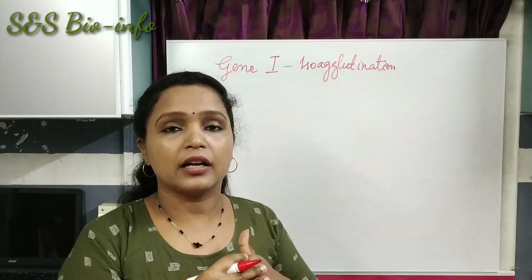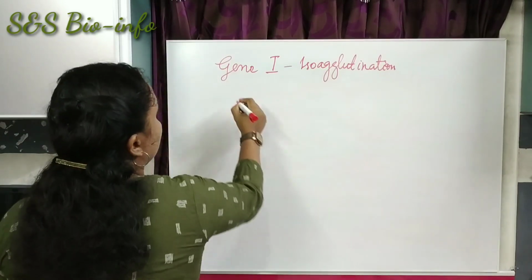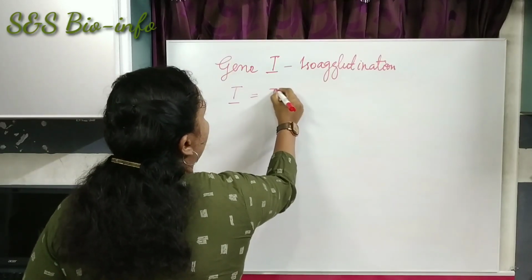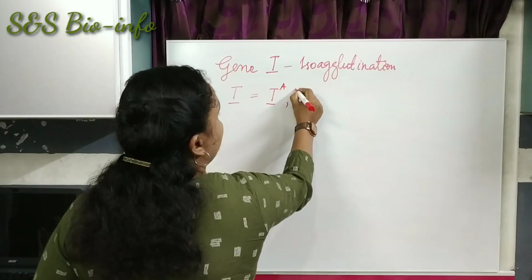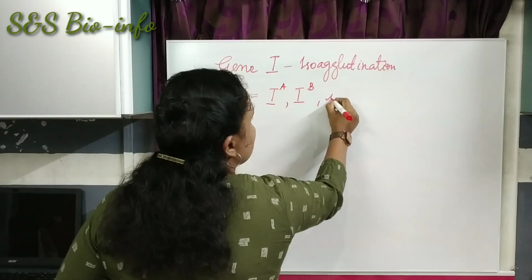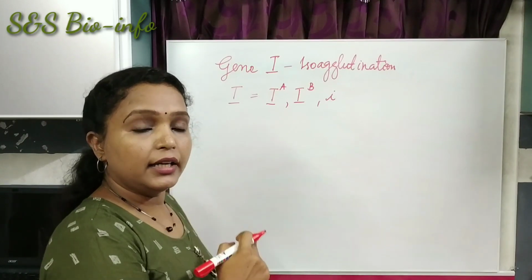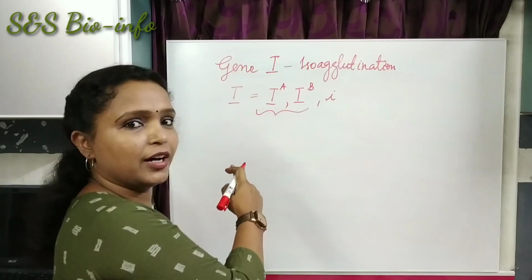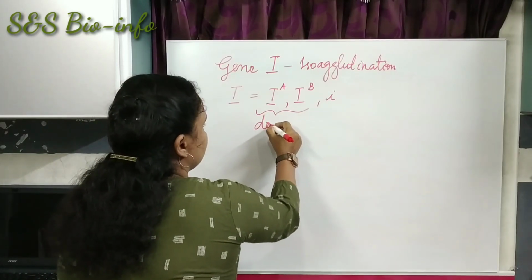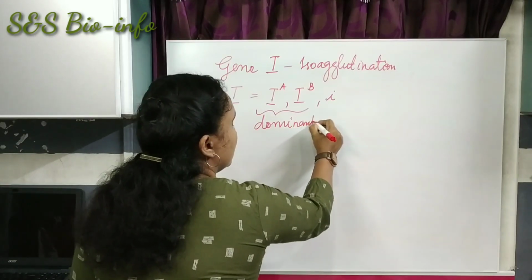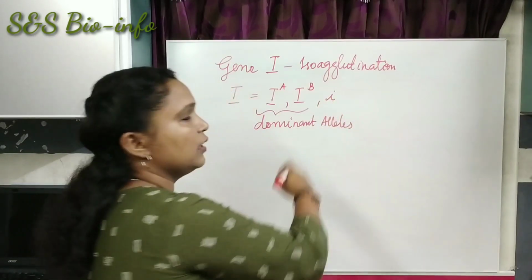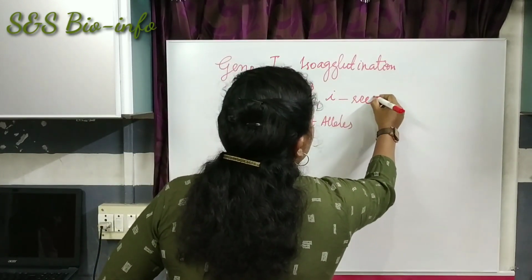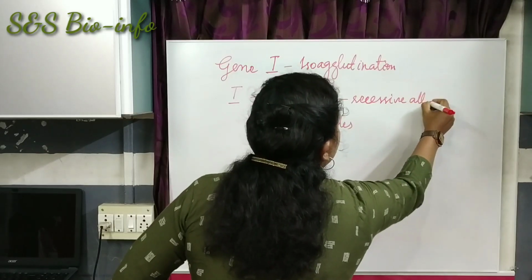This particular gene I has three different alleles. The alleles of this particular gene I are IA, IB and small i. IA and IB are two dominant alleles, while the small i represents the recessive allele.